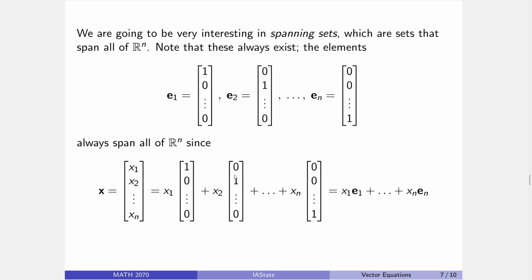Now, it's worth noting that a spanning set always exists, because if I look at the elements E1, E2, up to En, which have 1 in the corresponding location, here 1 in spot 1, 1 in spot 2, 1 in spot N, then if we think about any vector in Rn, which looks like x1, x2 to xn, well, then I can just pull this apart accordingly. It's just the linear combo of the E1s to the Ens, using the entries as the scalars. So we always have access to these. This is usually referred to as the standard basis elements. We'll talk a little bit more about that later.